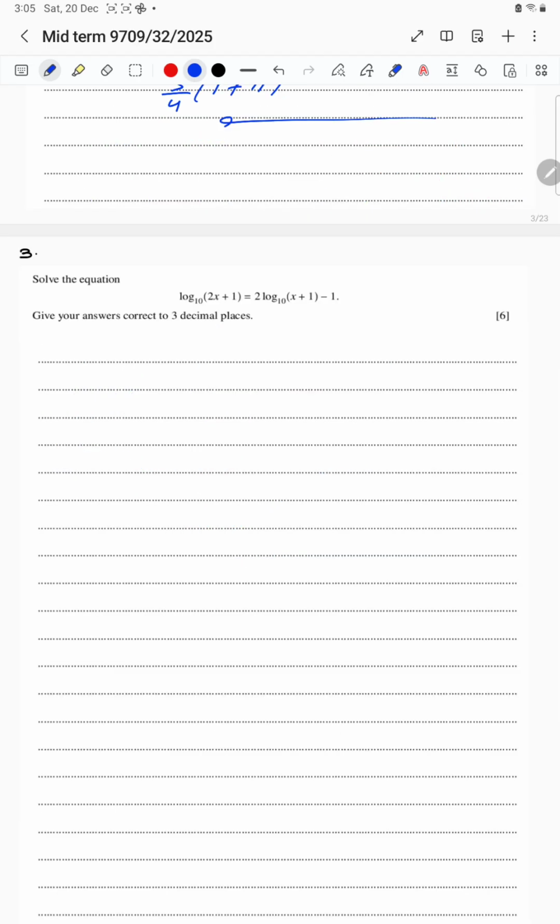Here goes the next question, number 3. Give your answer in terms of 3 decimal places. Log function base 10: log 10 of 2x plus 1 is equal to... I can apply the reverse property. 2 comes as a power, log 10 of (x plus 1) squared. Minus 1 can be written as log 10 of 10.